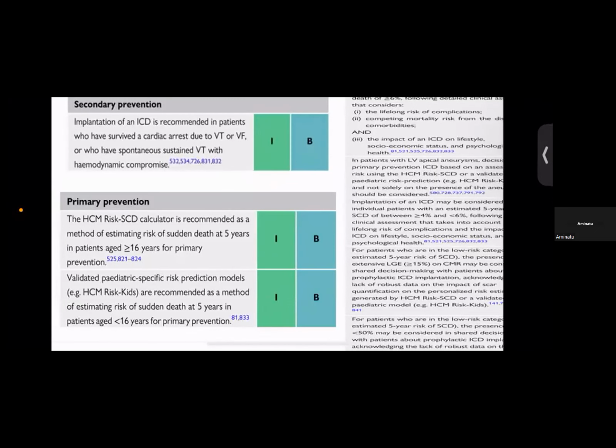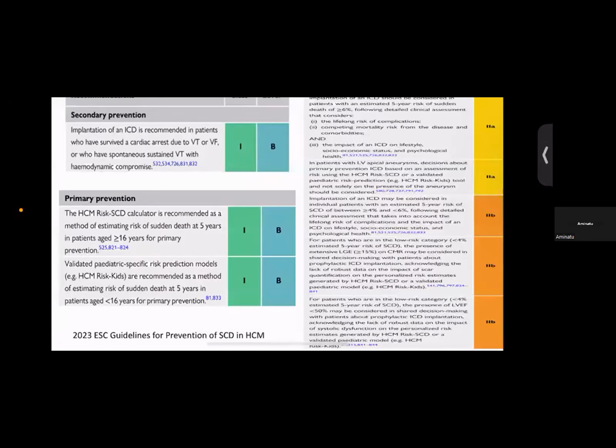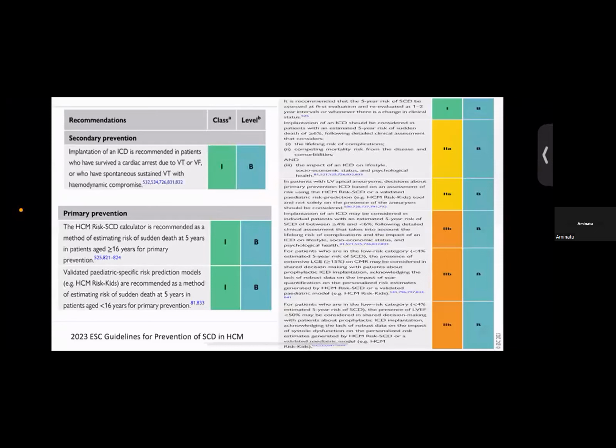For primary prevention, there's the HCM Risk-SCD calculator. It is recommended as a method of estimating the risk of sudden cardiac death at 5 years in patients more than 16 years of age. So if they fulfill the criteria, then ICD is indicated. It's a class 1 recommendation. So there are other aspects of the ESC guideline that are a bit cumbersome, but maybe we can go through them individually.